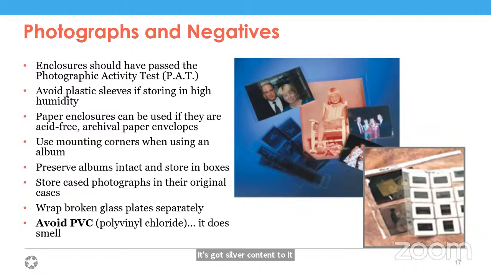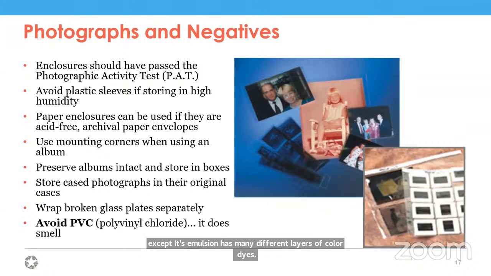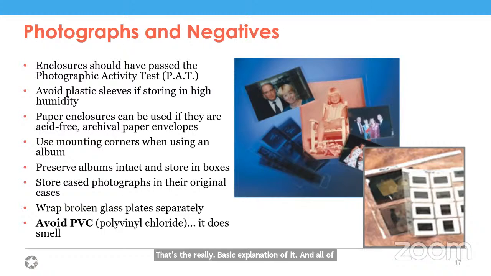And the color negative is constructed kind of the same way, except its emulsion has many different layers of colored dyes. That's the really basic explanation of it. And all of this can be damaged by either too high a temperature or too much light and humidity.